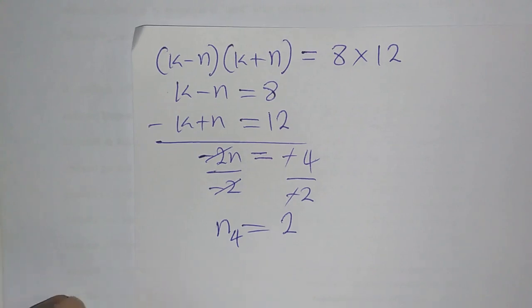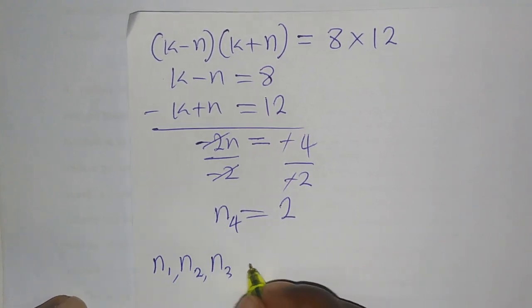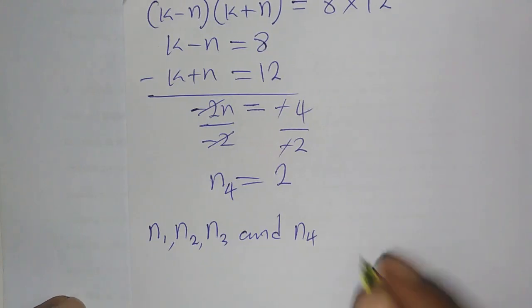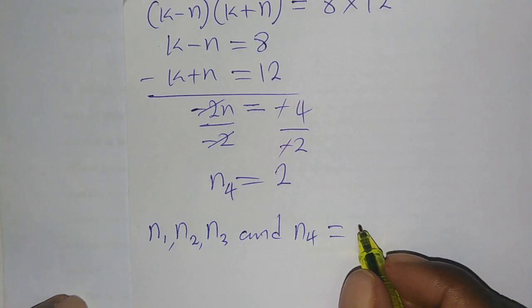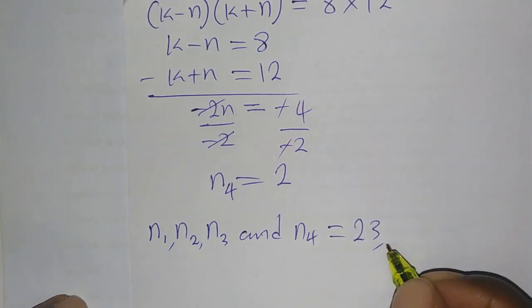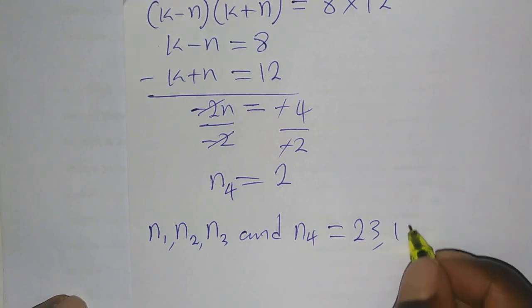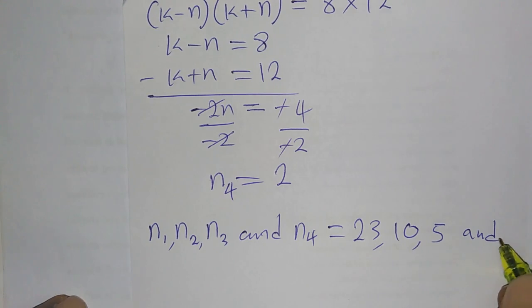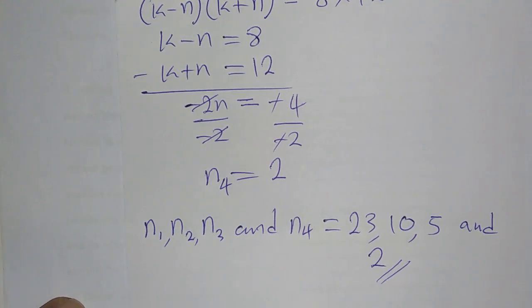Now, our values of n are n1, n2, n3, and n4. We have 23, we have 10, we have 5, and we have 2 as our values of n.